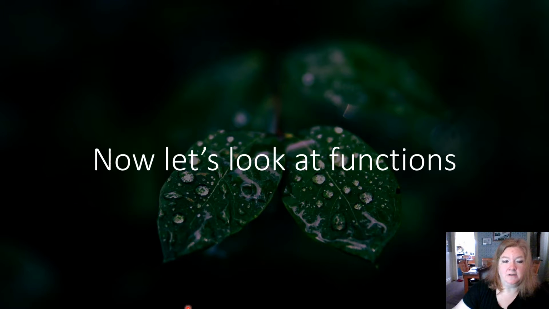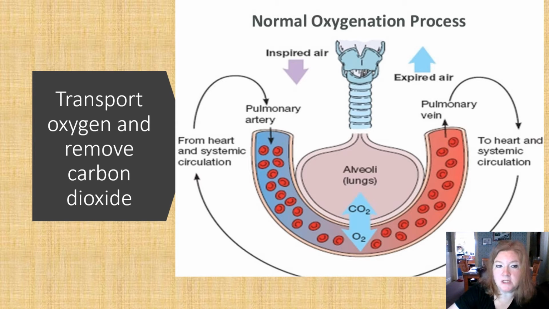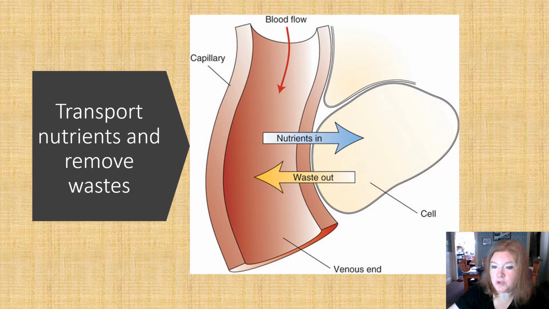Now let's look at functions of the cardiovascular system. First, it transports oxygen and removes carbon dioxide. That exchange happens in the lungs. It transports nutrients and removes waste. It transports nutrients to every single cell, but it's going to pick those nutrients up at the small intestine. And it removes waste. A lot of that is happening in the kidneys, okay? But also there's waste that's removed from the large intestine.